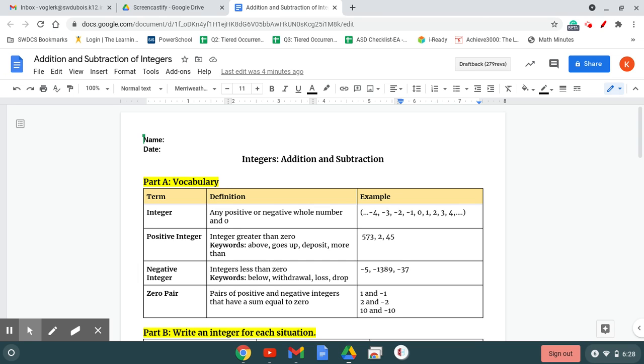Just a little review from yesterday. We did some vocab. We talked about integers, positive integer, negative integer, and zero pair. The big takeaway was those positive and negative integers, and those key words that are going to help you solve some story problems. Words like deposit, gain, go up are all positive numbers. And words like below, withdraw, drop are all going to be your negative numbers.